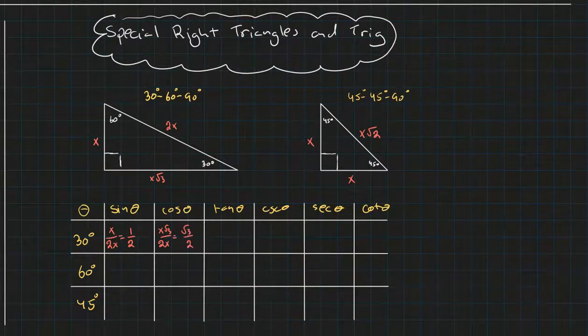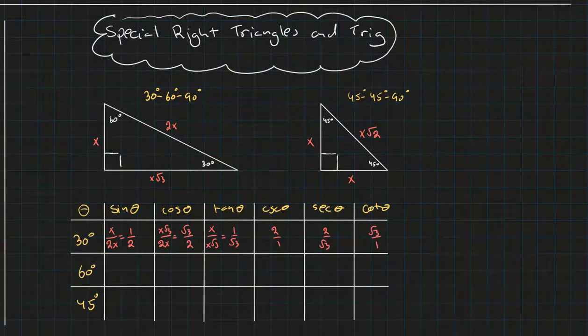And then tangent is going to be opposite over adjacent. That is just going to be 1 over root 3. All right, so then cosecant, these are just the reciprocal properties. So this is just 2 over 1. This is just 2 over root 3. This is root 3 over 1.